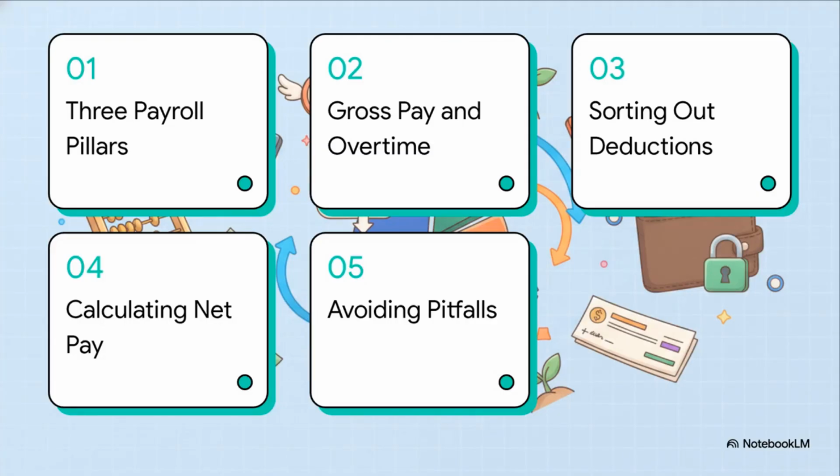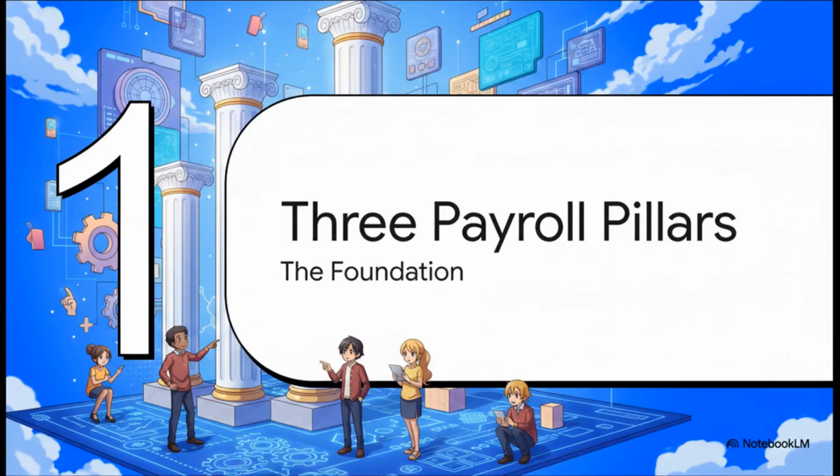Here is the roadmap for our journey today. 1. The 3 payroll pillars. 2. Gross pay and overtime. 3. Sorting out deductions. 4. Calculating final net pay. And 5. Avoiding common payroll pitfalls. All right, let's jump straight into Section 1, the 3 payroll pillars, the foundation.